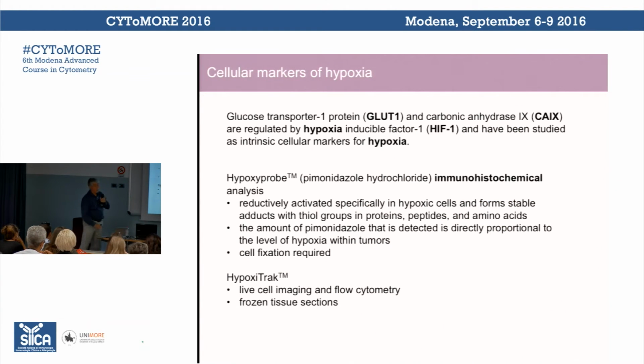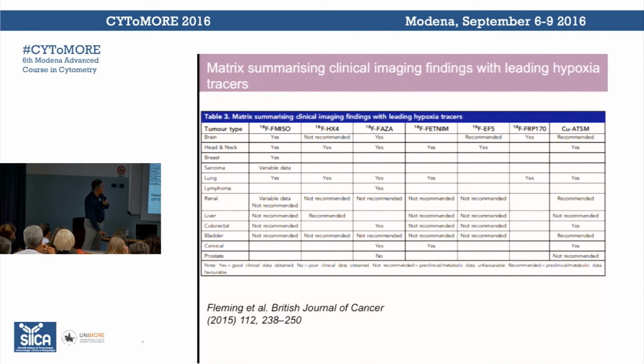There's a whole series of probes that you can use, not least hypoxyprobe, a nitroimidazole, that becomes triggered to bind when you have low levels of oxygen. You fix the cells, immunostain, and it's a good indicator of the cells that experience hypoxia.